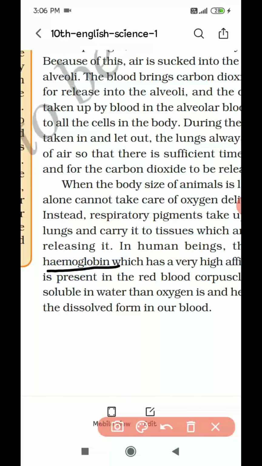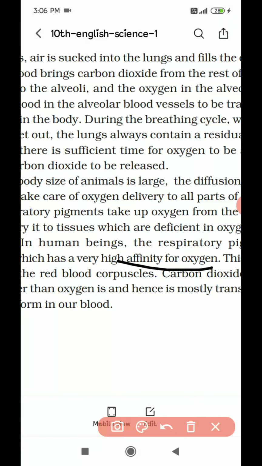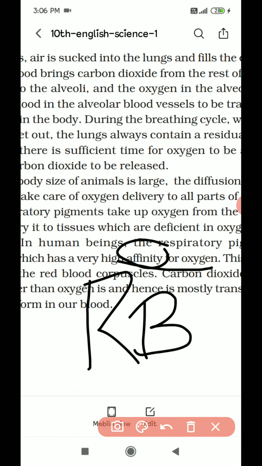What this hemoglobin does is that hemoglobin has a very high affinity for oxygen. Affinity means binding. It will easily bind the oxygen. Hemoglobin is a respiratory pigment which is present in all the RBC cells of our blood. RBC is called red blood corpuscles, which are present in every blood. So this hemoglobin which is present in RBC of our blood will bind the oxygen and supply it to each and every cell of our body.